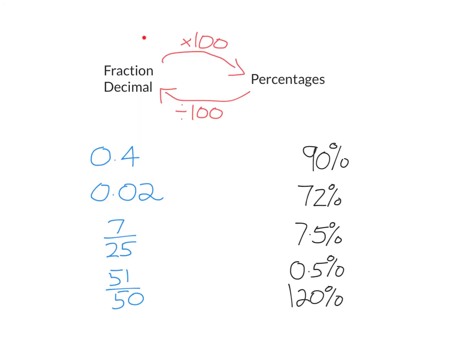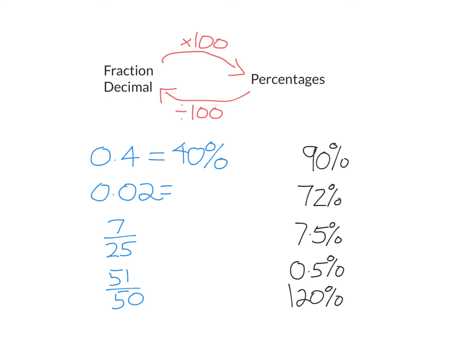So you simply follow this diagram at the top. If you've got a fraction or a decimal, times 100 to make it a percentage. And if you start with a percentage, you divide by 100 to get a fraction or decimal. So let's convert all of these blue ones here to a percentage. All I do is times by 100. So if I times 0.4 by 100, I get 40. So 0.4 and 40% are the same number.